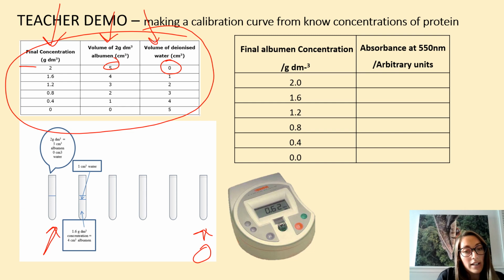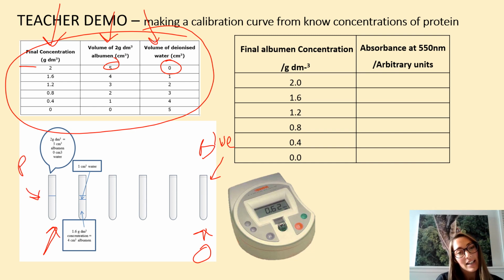What we will also find here is when we mix the Biuret reagent with these, that we get a variety of different colour changes, ranging from blue, which we'll see in this tube here, all the way down to deep purple, which we'll see in this tube here.